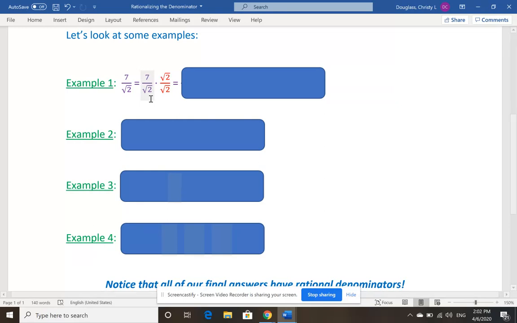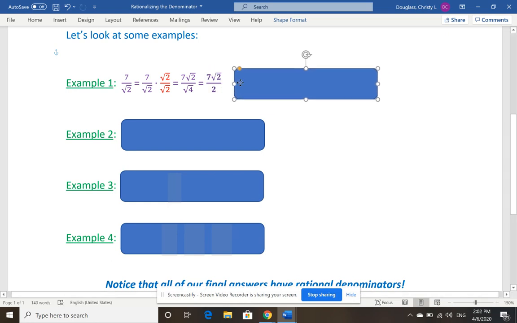However, by multiplying by the square root of 2 over the square root of 2, I end up with 7 square roots of 2 over the square root of 4. And since I have created a perfect square in my denominator, a number that I can take the square root of, the square root of 4 is just 2. So now my denominator is a nice rational number. There is no radical in the denominator. And what often happens is you will end up with a radical in the numerator instead, and that's okay.